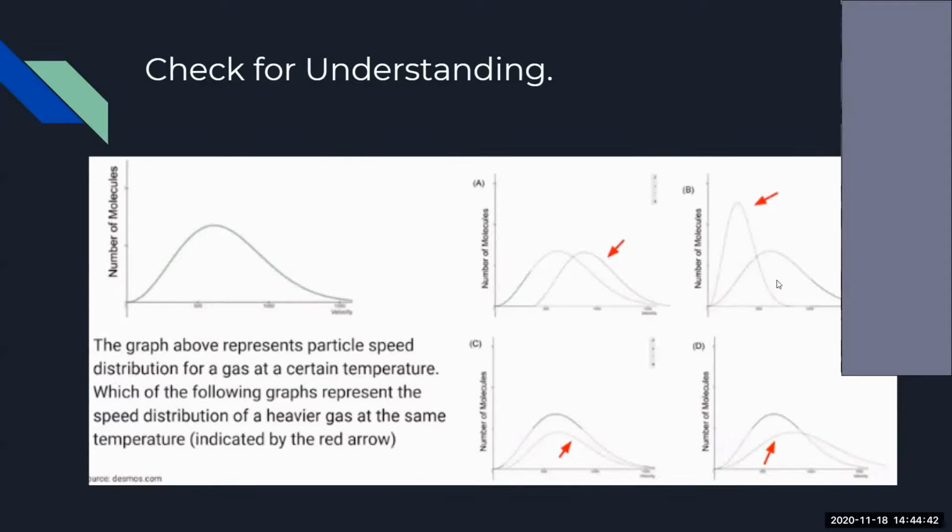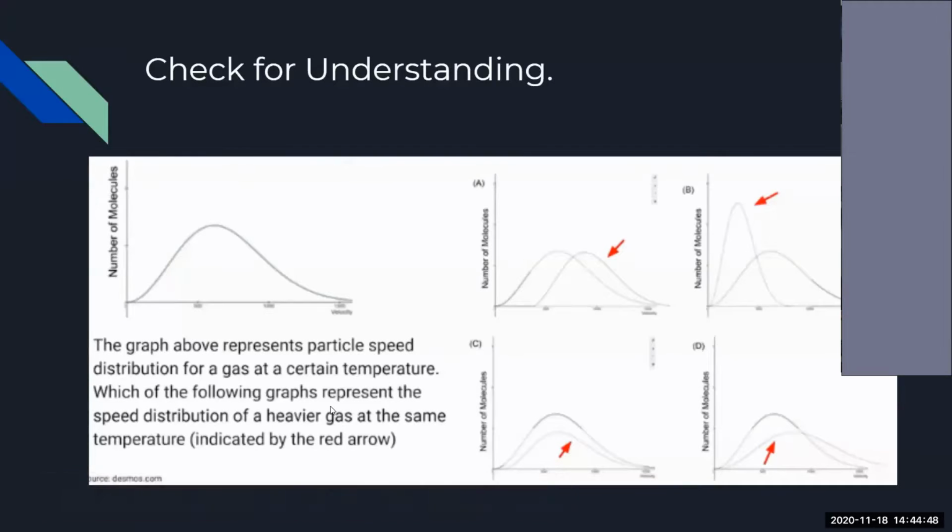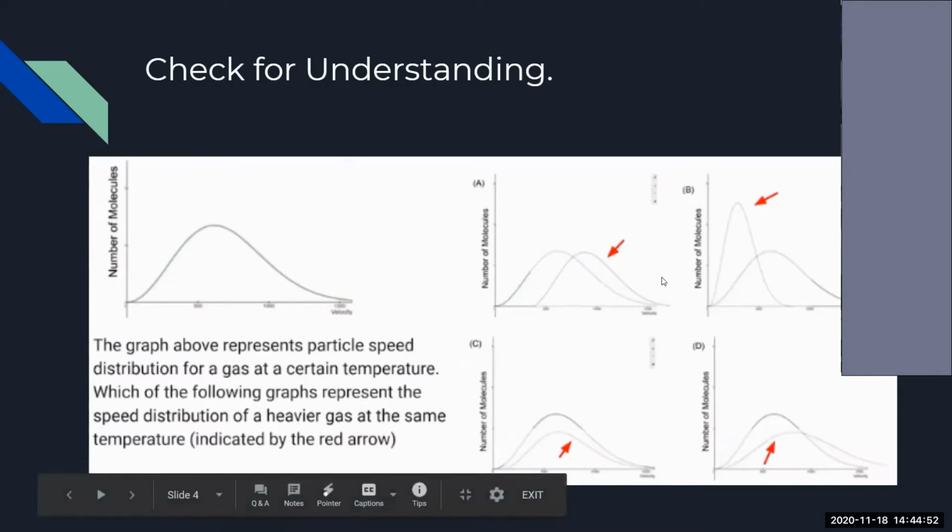This one, which a lot of you guys picked, B, is correct because a heavier gas is going to be slower because it's heavier. It has to move more mass. So this is the correct graph for a heavier one. This would be wrong too, C. The reason is because it doesn't have the same area underneath the curve, and we need the same area, okay?